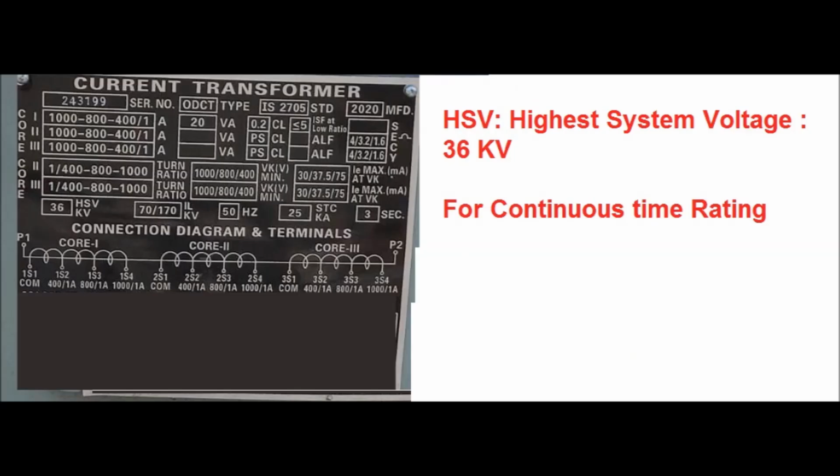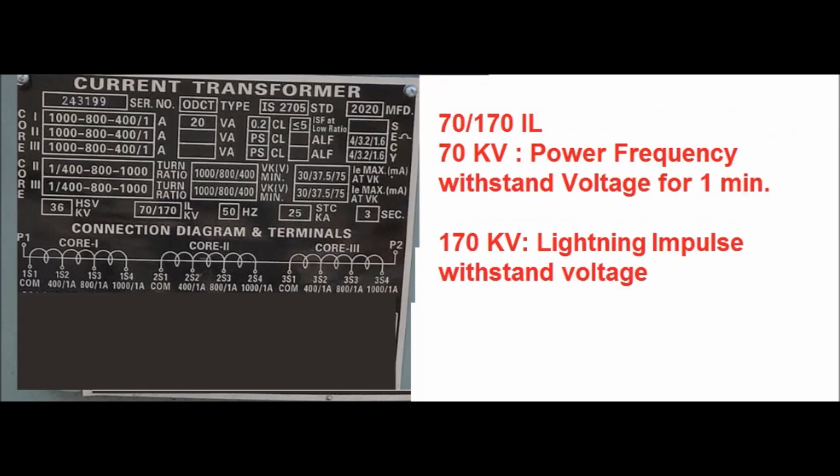Now the HSB means highest system voltage. It is 36 kV. That is, the CT can operate for highest system voltage 36 kV for continuous time rating. Then the insulation level, that is IL, is mentioned in the nameplate of the CT. It is 70 by 170. 70 kV is the power frequency withstand voltage of the CT for 1 minute, and 170 kV is the maximum lightning impulse voltage the CT can withstand.